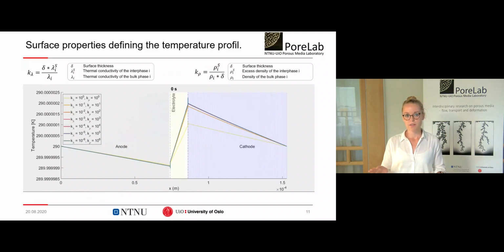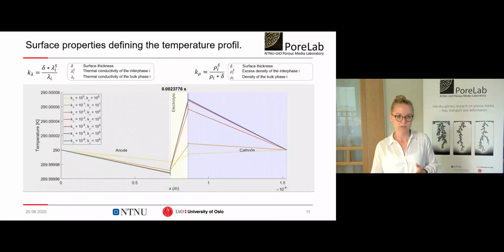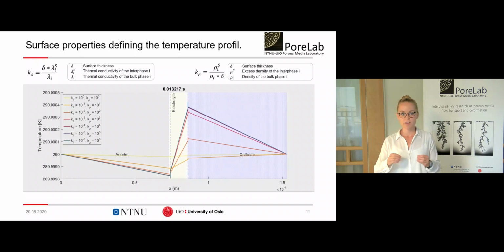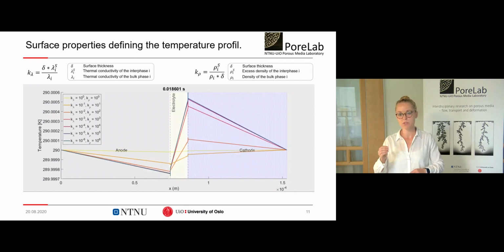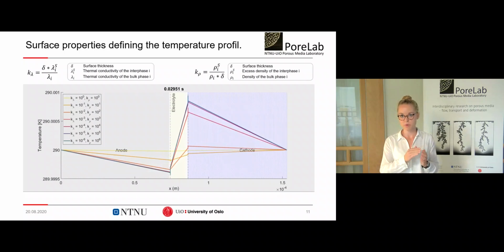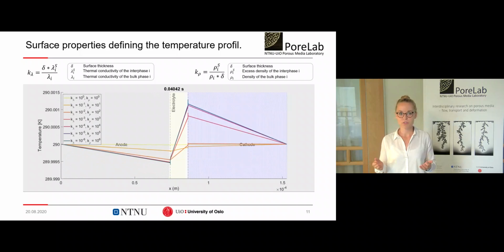As I already said in the beginning, we're very interested to see how important those surface properties are for lithium-ion battery modeling. So we introduced scaling factors for the thermal conductivity of the interface and for the excess density of the interface, and made a small parameter study here. What we see is that the surface properties not only define the magnitude of the temperature changes we see, but also define the temperature profile itself and the behavior. So we see how important those surface properties are.